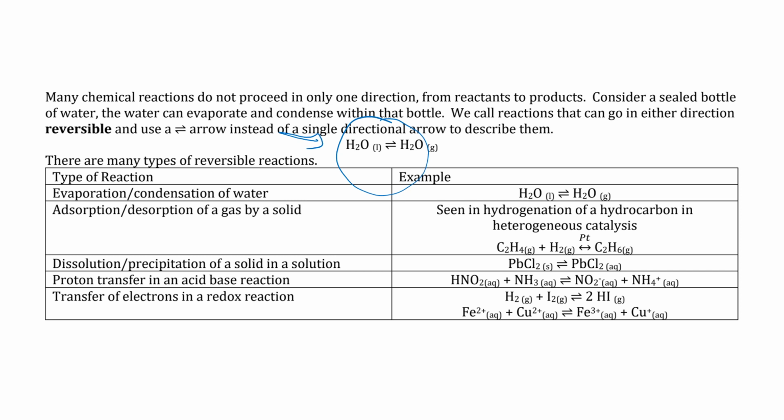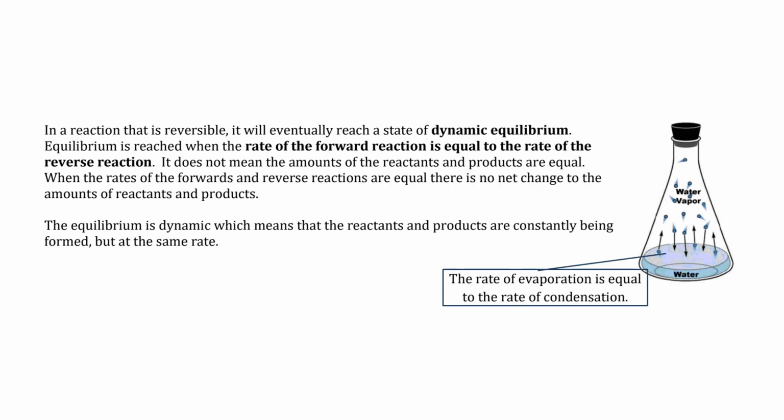Dissolution or precipitation of a solid in solution. That means that within a solution, let's say water is the solvent, you have a solute you put in, and it goes back and forth between dissolved and being a solid within that particular solution. Then there is proton transfer in an acid-base reaction, and transfer of electrons in a redox reaction, which we've talked about in previous units.